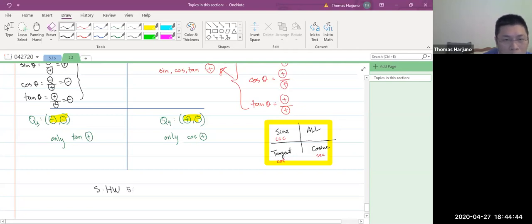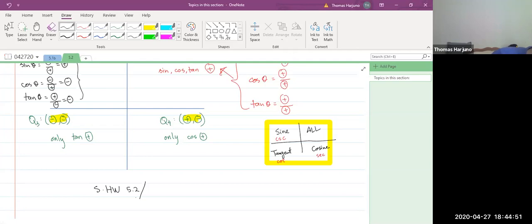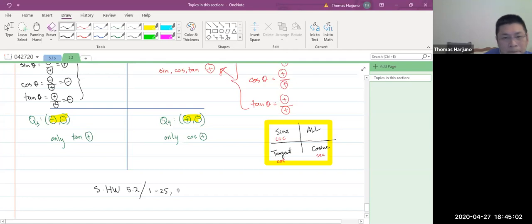Now, with that said, you are ready to do problems from the 5.2 suggested homework. For 5.2 it will be number 1 to number 5, and then number 29 to 33. On the other side, number 75 and 77, and number 87 also.